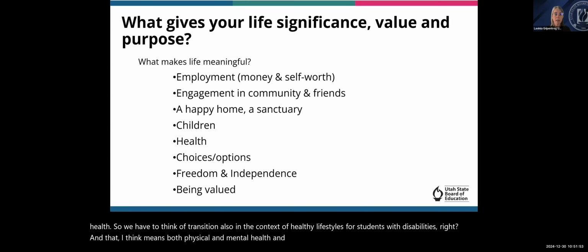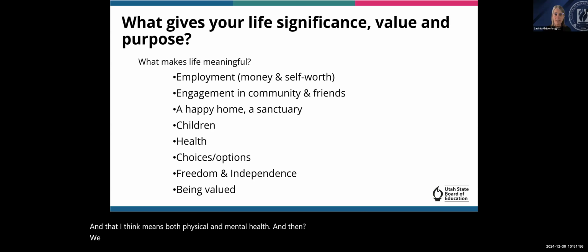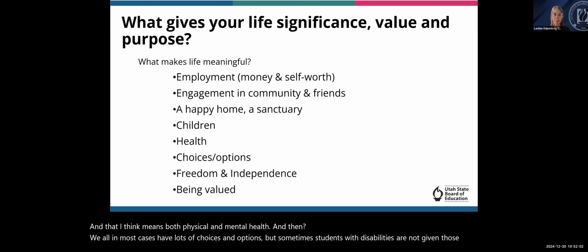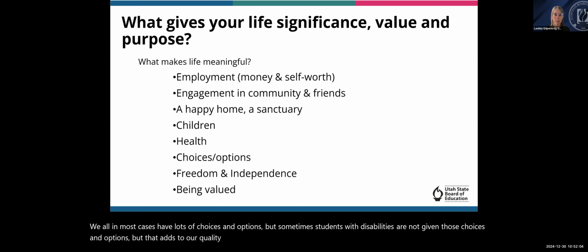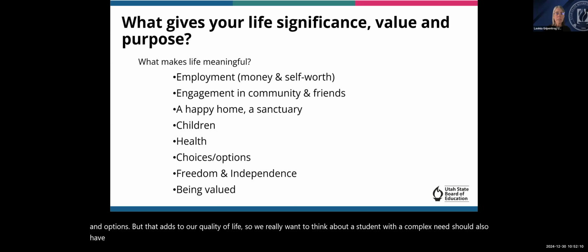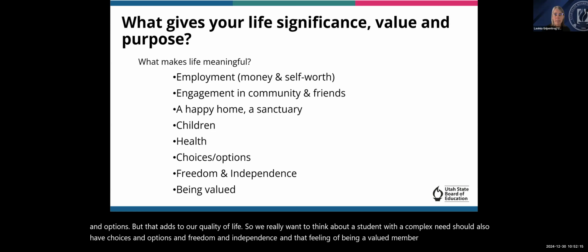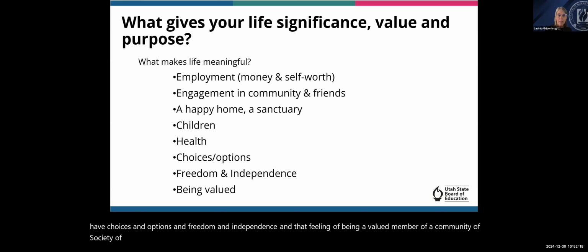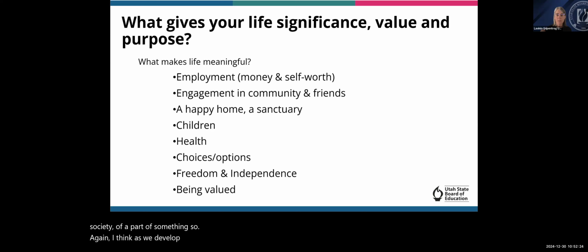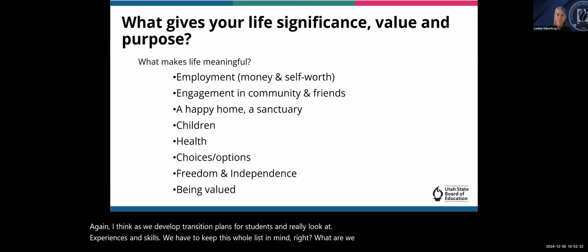Then we all, in most cases, have lots of choices and options, but sometimes students with disabilities are not given those choices and options. But that adds to our quality of life. So we really want to think about a student with complex needs also having choices and options, freedom and independence, and that feeling of being a valued member of a community, of society, a part of something. So as we develop transition plans for students and look at experiences and skills, we have to keep this whole list in mind, right? What are we talking about when we're talking about a successful, meaningful life?